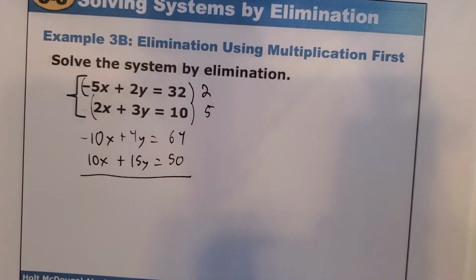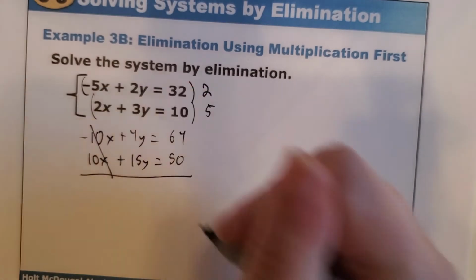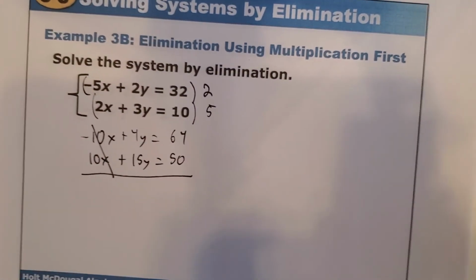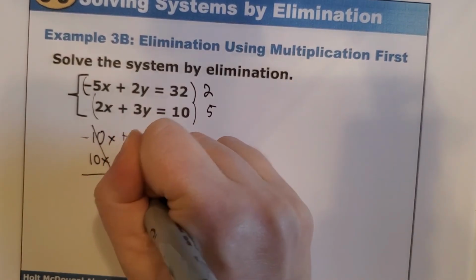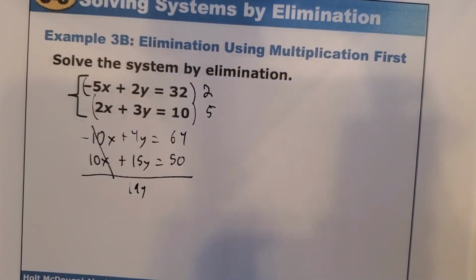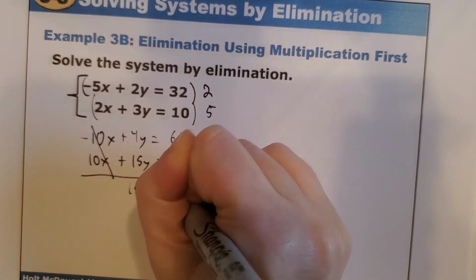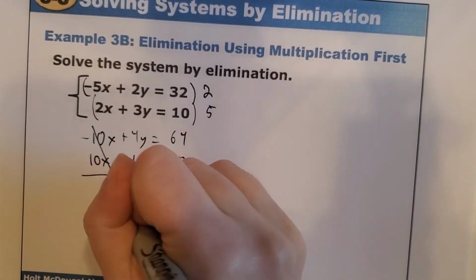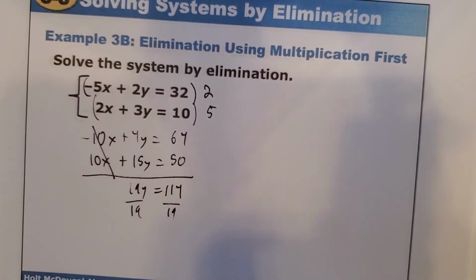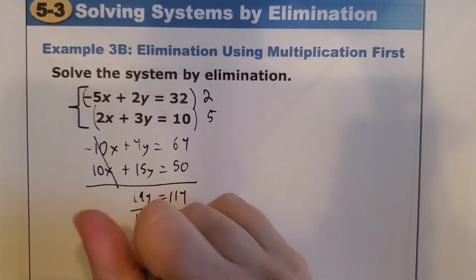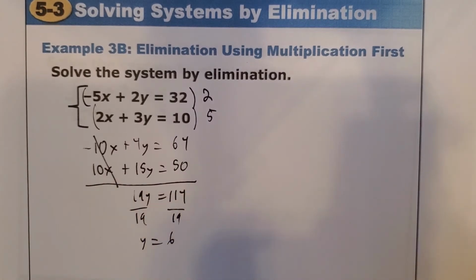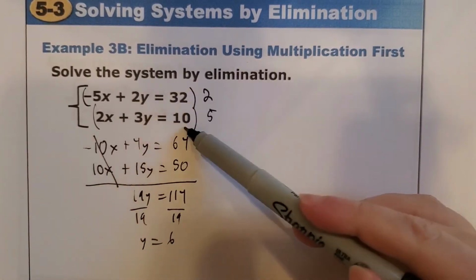So that's why I pulled out my calculator earlier. I knew I was going to need it. Negative 10 and 10 are going to cancel. The 10x's cancel. Okay. 4 plus 15 is 19y. And then 64 plus 50 is 114. So divide by 19. It does work out evenly, luckily. y is 6. And again, we're going to plug this back into either one of the two equations.